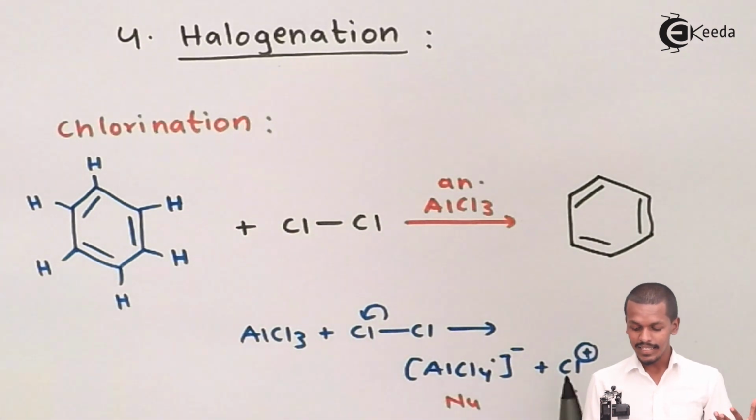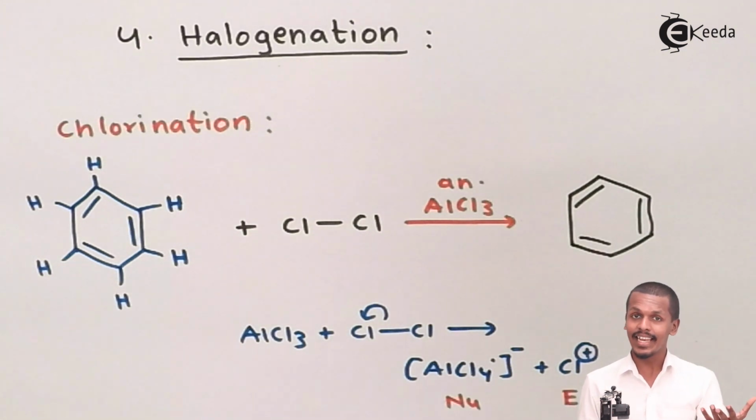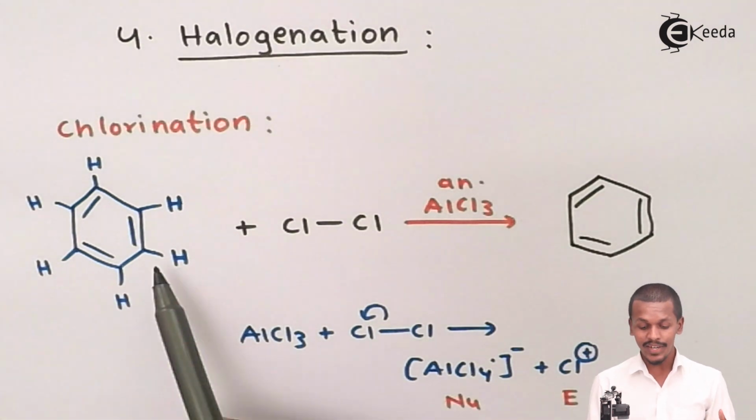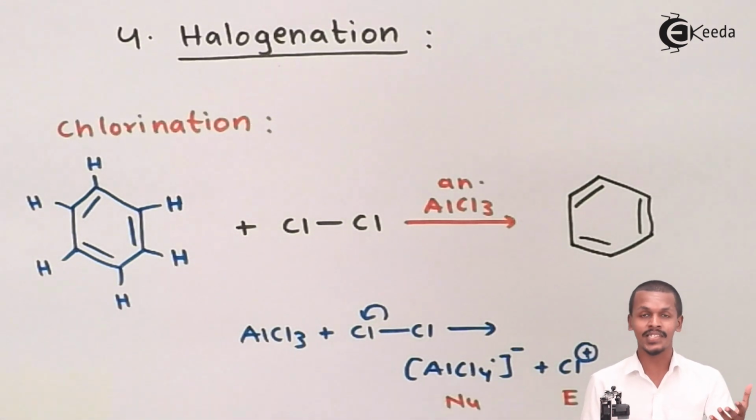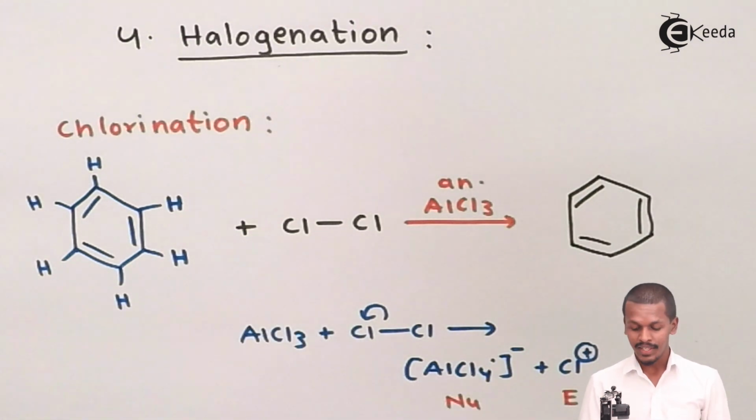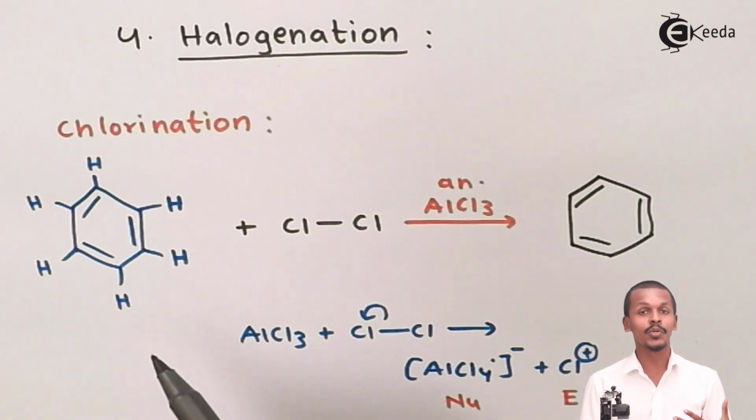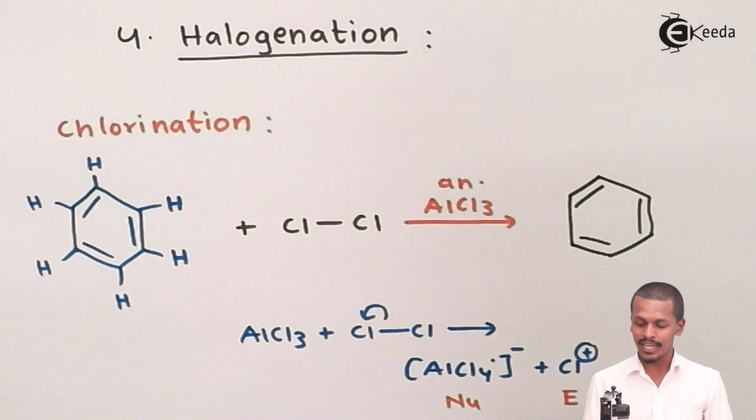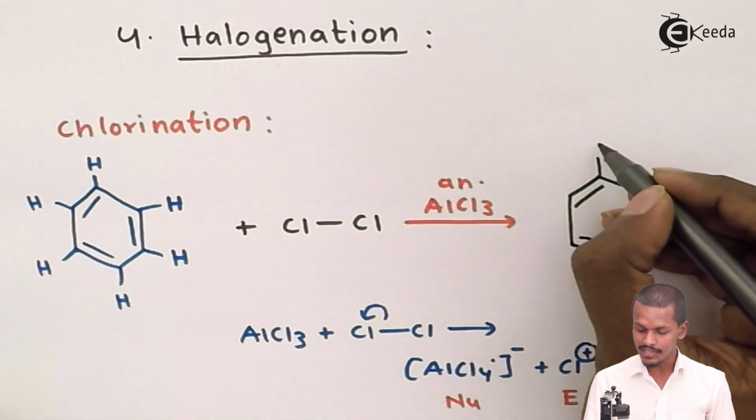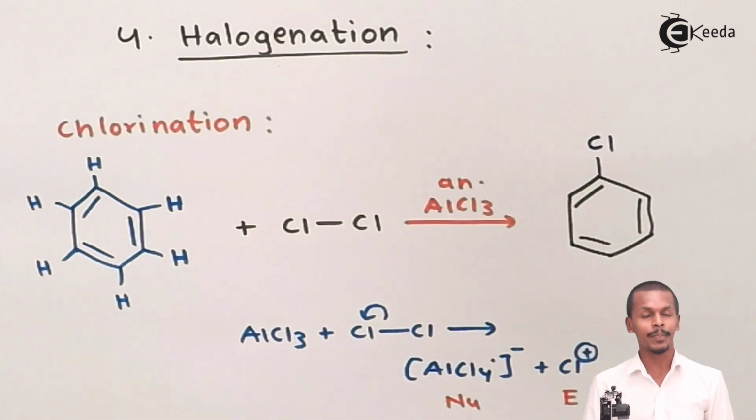So in this case the Cl plus, which is acting like an electrophile, will substitute on one of the hydrogen atoms, and one hydrogen atom would be removed in the form of H plus, that is in the form of a proton, and that will be taken away by this nucleophile. What will happen with this nucleophile I will tell you later on, but the Cl plus, that is the electrophile, will substitute on any one of the hydrogen atoms, so the hydrogen atom would be replaced and the Cl atom would be over here. So this is basically the chlorobenzene that we have got.